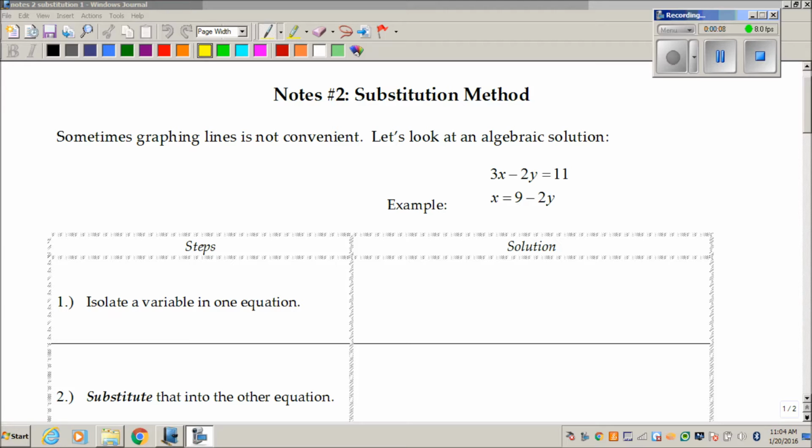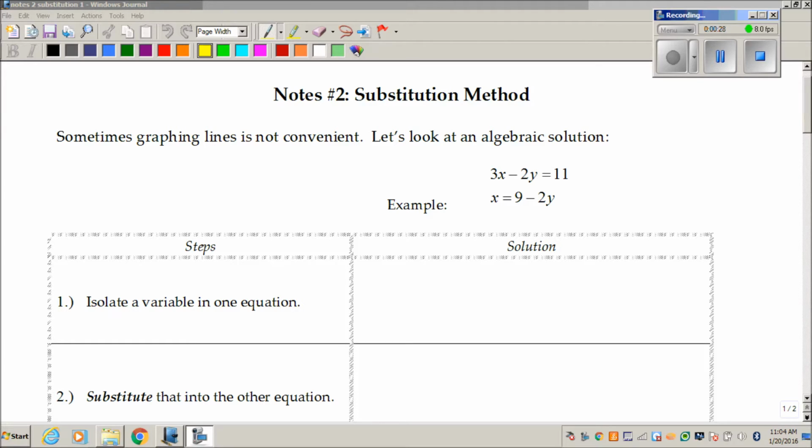Today we're going to take a look at another way to solve a system of equations instead of graphing. We've seen in class that sometimes graphing isn't convenient. The numbers might be very, very large, or the solution might not be a whole number, which is difficult to read from a graph. So today we're going to take a look at an algebraic method.